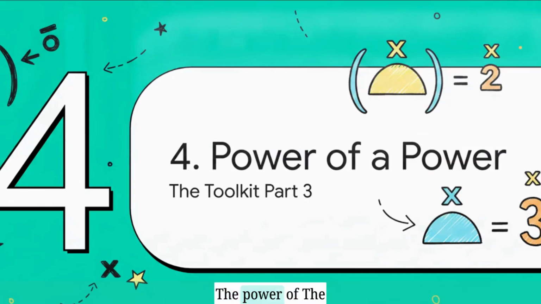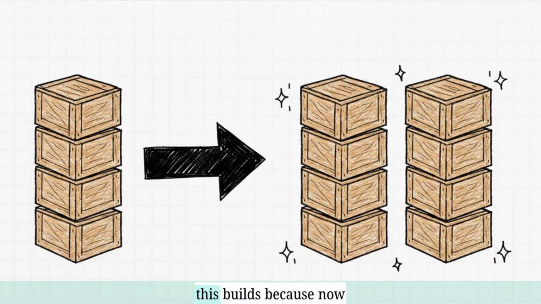Section 4. The power of a power. The toolkit part 3. Let's move on and see how this builds, because now we're going to look at a scenario where an exponent is carrying its very own exponent. This is Law 4. When powers are stacked right on top of each other, usually separated by a parentheses, you do not add them, you multiply them.